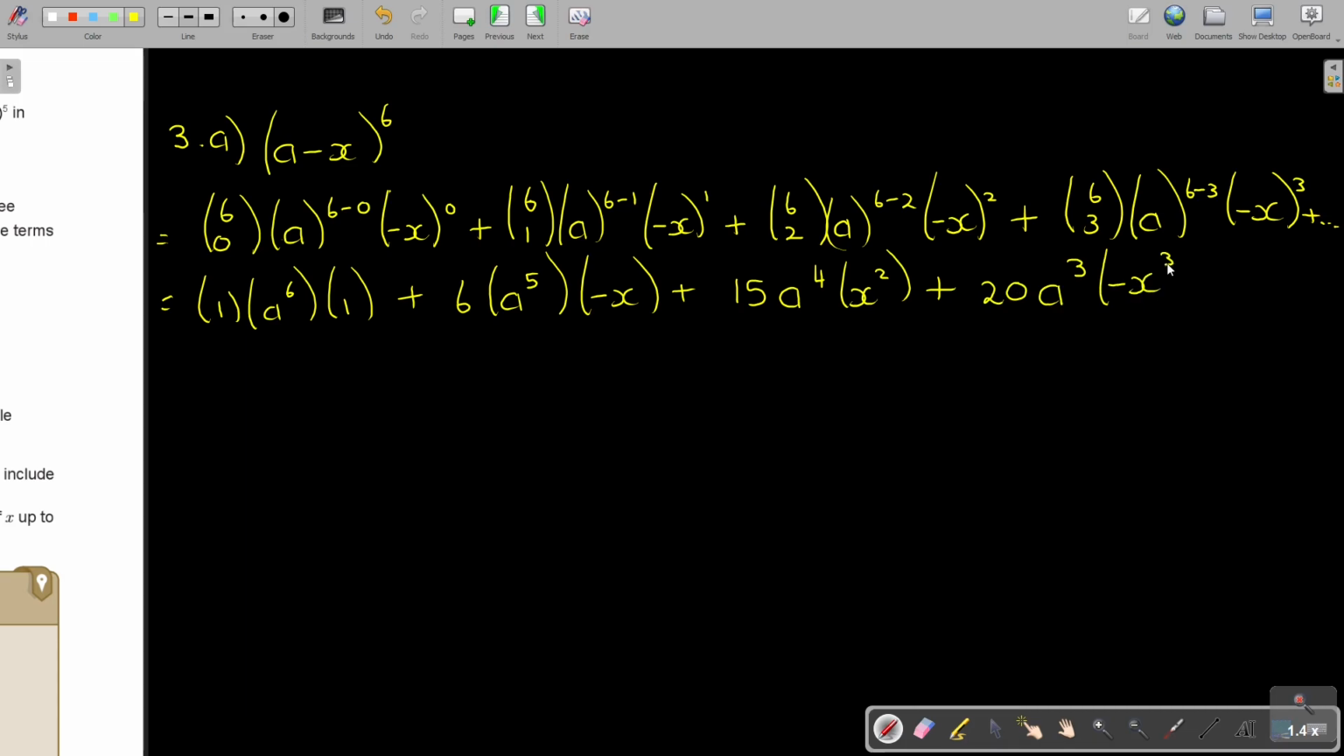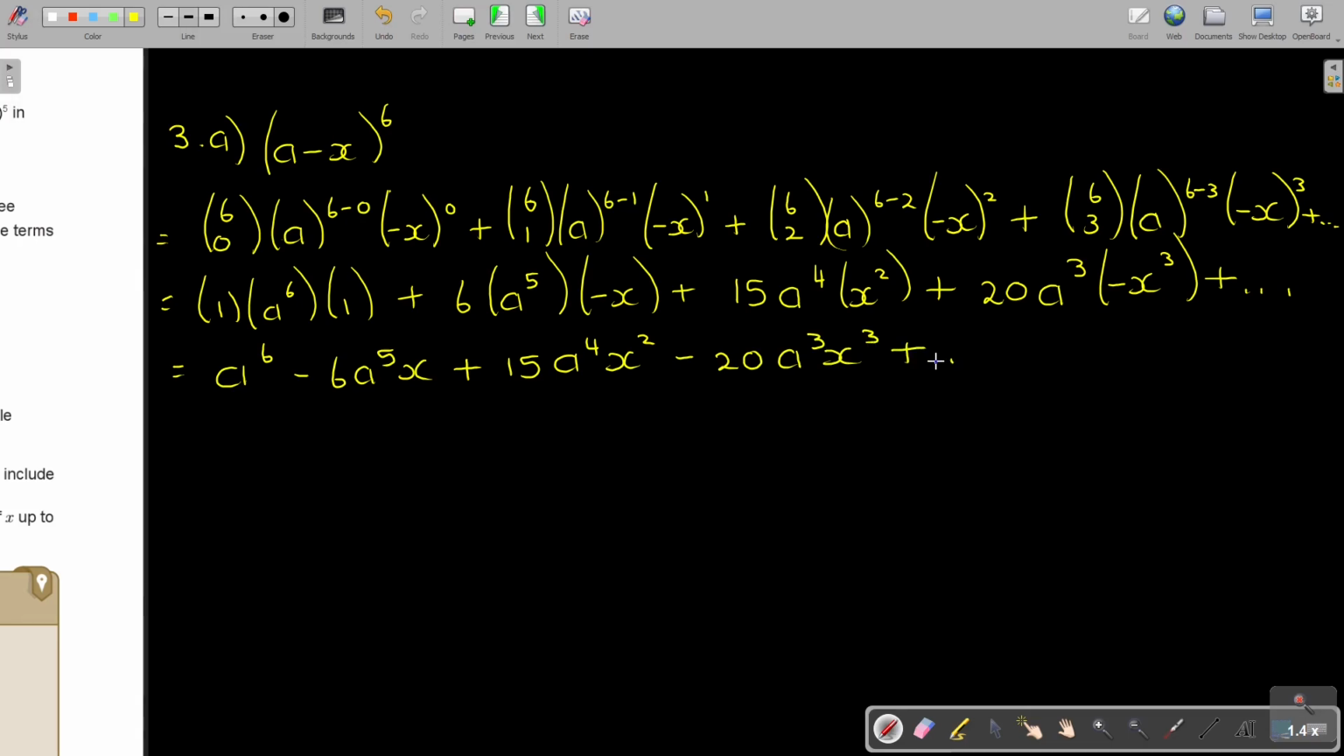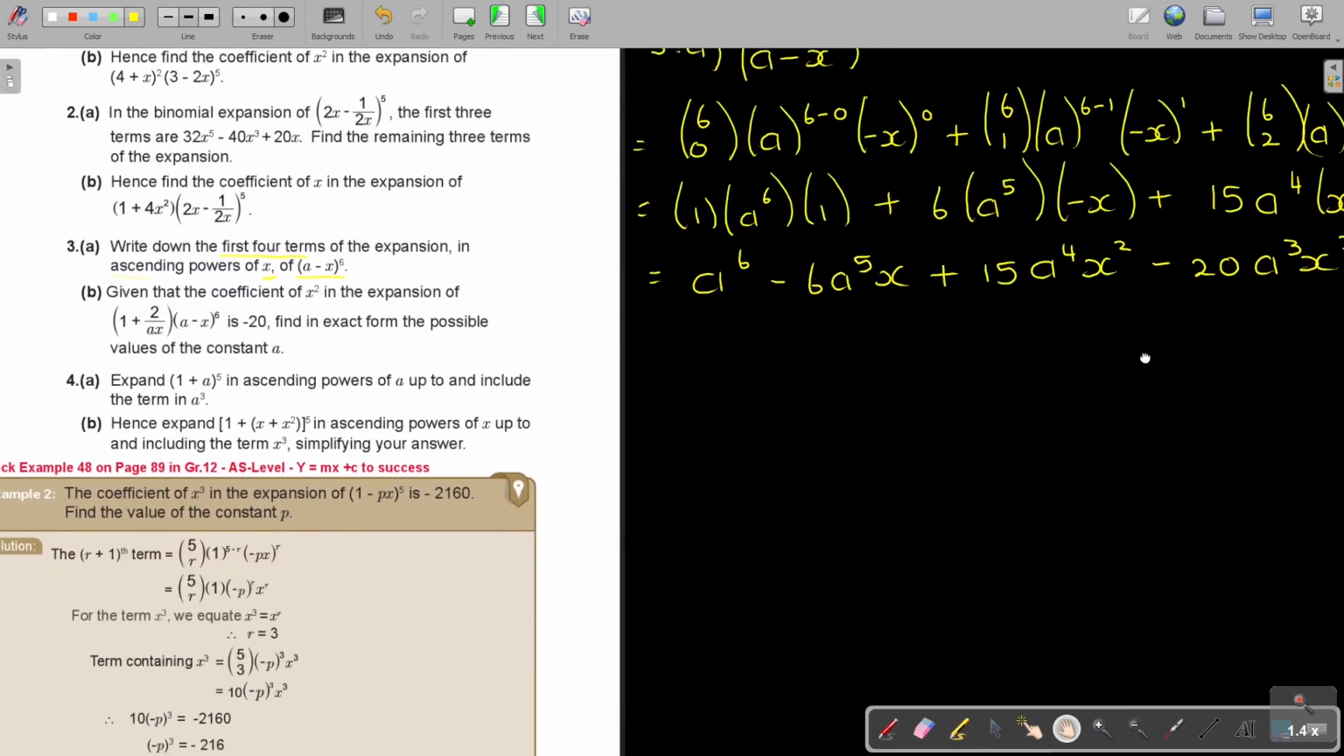negative x to the power of 3, plus 1, 2, 3. Okay, then it's a to the power of 6, okay, sign, so negative 6a^5x plus 15a^4x squared, okay, sorry, minus 20a^3x^3 plus 1, 2, 3. Okay, that is the first 4 terms. Then we go on to number B.